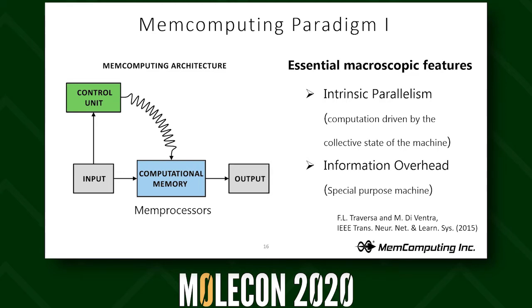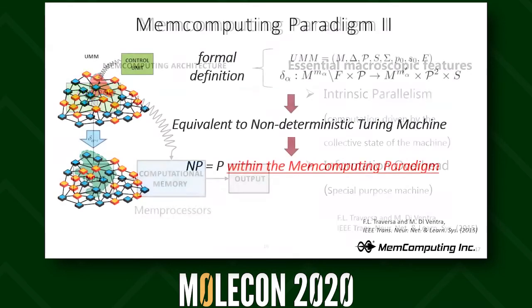Basically, you can imagine that there is a sort of collective state of all these processors that drives their state in time. And then there is another important feature that they should have to really perform better than a Turing machine. They should be specialized. We call this information overhead, but basically it means that this network must include some extra feature of the problem. So it's not just a random topology or something like a neural network, for example, that you train to have some property.